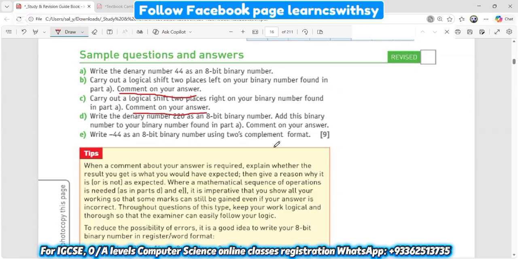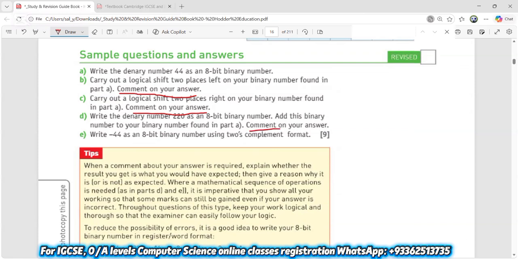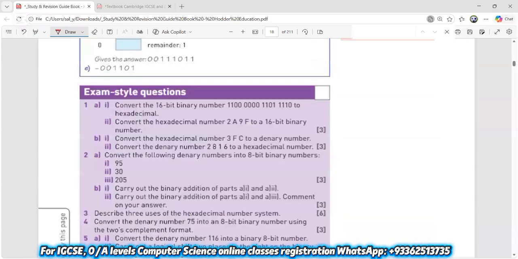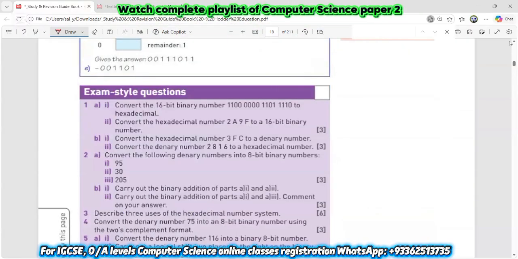So please be clear, and then again commenting. Maybe there's some overflow error. So you need to answer, and let's see what the best answer was and why that answer was the best answer.